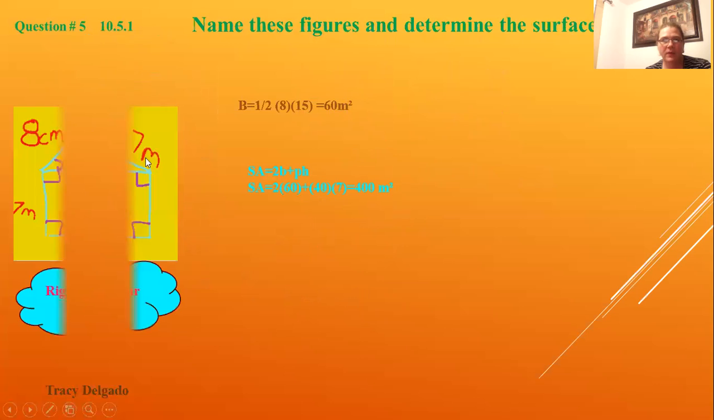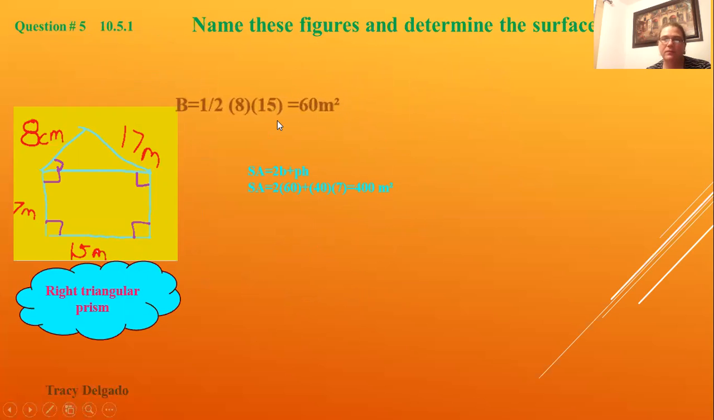In our next one, we have a right triangular prism. We were given 15, 7, 8, and 17. And our base is 1/2 times 8 times 15, and that gives us 60 meters squared. Our perimeter is 8 plus 7 plus 15, and that equals 40 meters. Our surface area, again, is 2B plus ph. So our surface area is 2 times 60 plus 40 times 7, and that equals 400 meters squared.